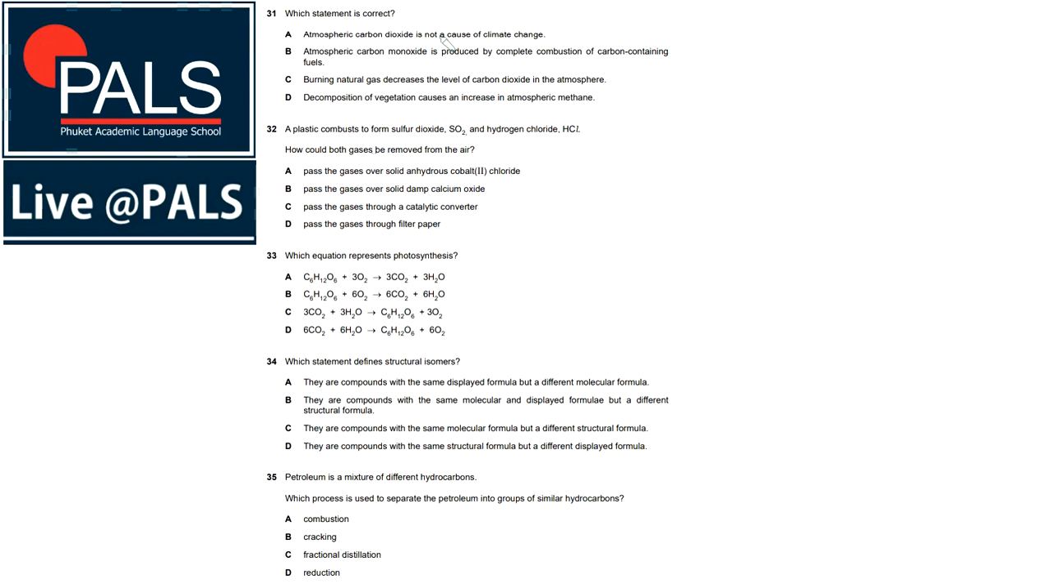So, atmospheric carbon dioxide is not a cause of climate change is wrong. That is a cause of climate change. More carbon dioxide in the atmosphere means more greenhouse gases in the atmosphere, means more heat is trapped, and climate change is enhanced. Atmospheric carbon monoxide is produced by complete combustion of carbon-containing fuels.